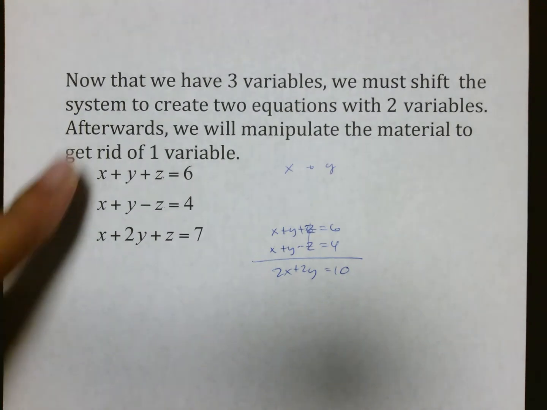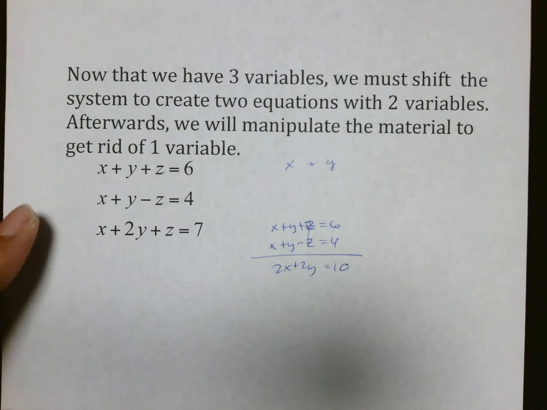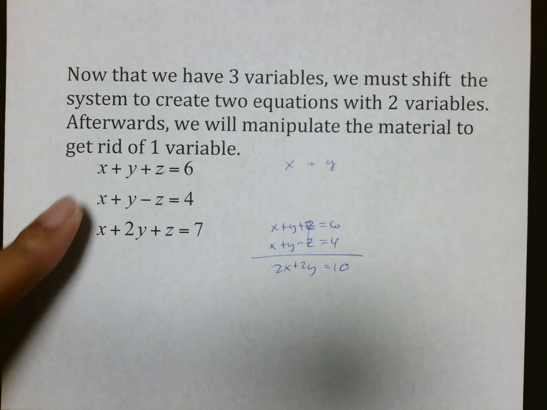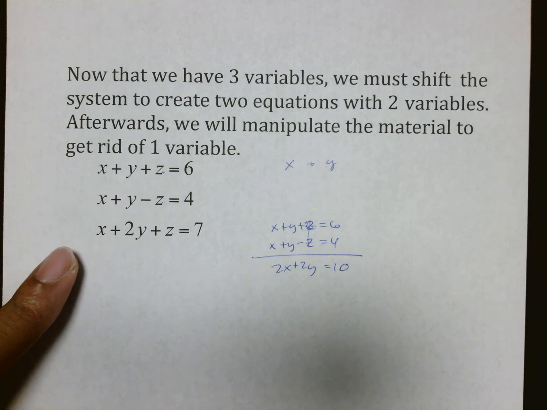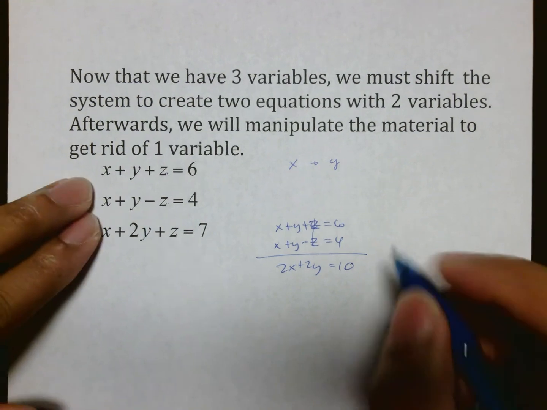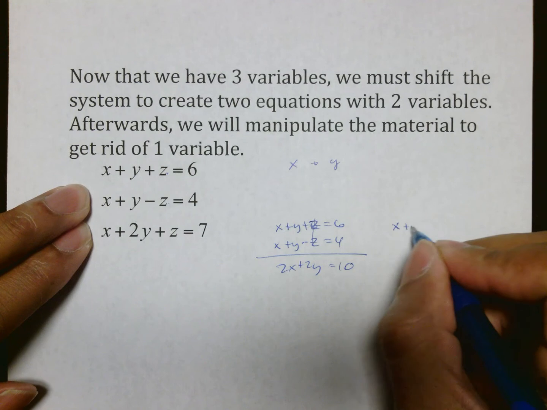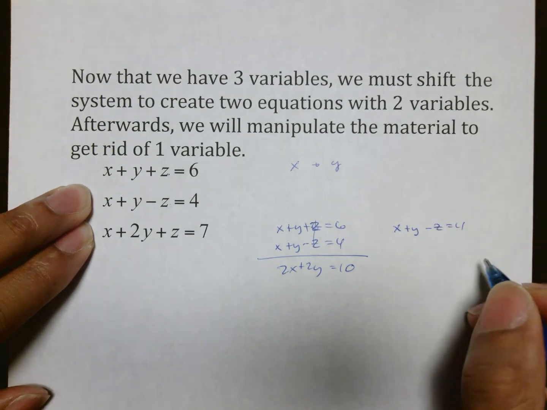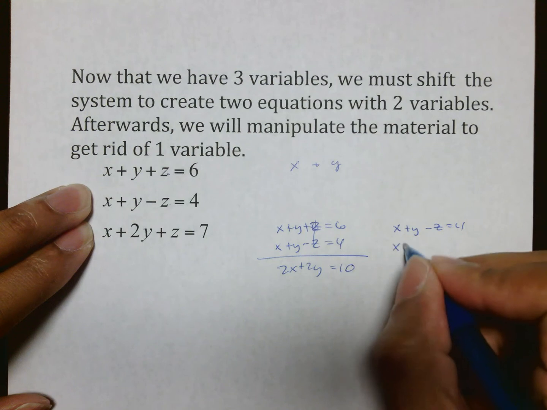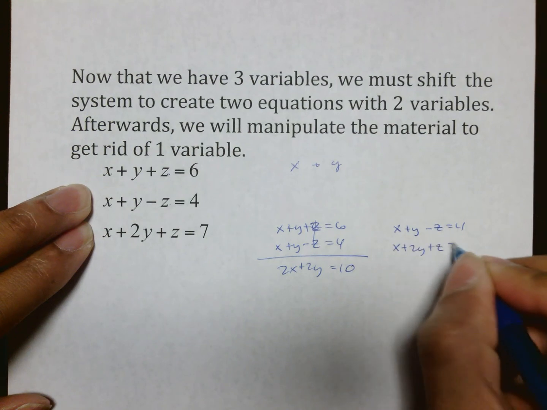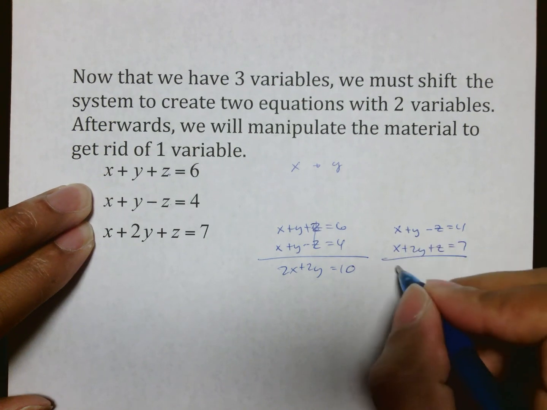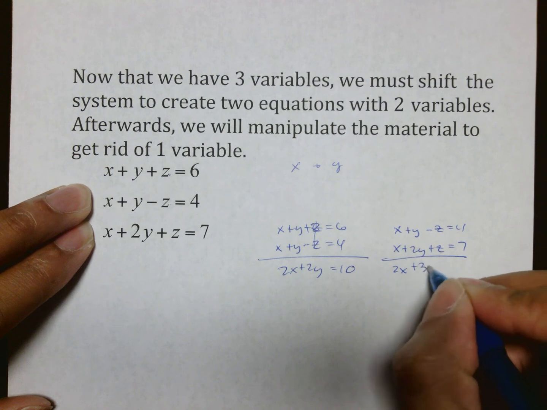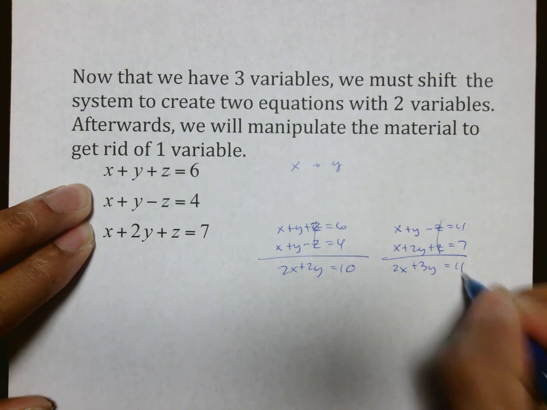So if I use the first and second, then now the only thing I can do is either use the first and third or second and third. Looking at my z's again, the easiest way to do it would be the second and third. So x plus y minus z equals 4. Again, I draw a line through my z so I don't confuse it for a 2. And then x plus 2y plus z equals 7. Again, adding my like terms, I get 2x plus 3y, those cancel, equals 11.